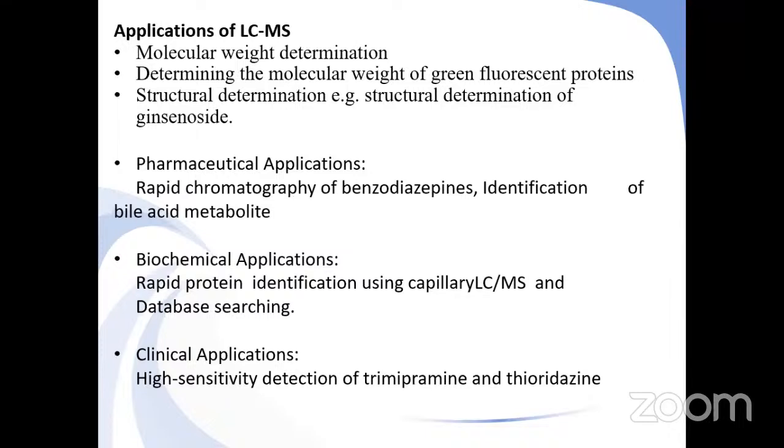As HPLCMS and UPLCMS, if you look at the applications or the salient features of LCMS, generally it is done for molecular weight determination, and as mass is the detector, we are estimating the molecular weight of compounds based on mass spectroscopy, and determining the molecular weight of fluorescent proteins. Like other analytical spectroscopic methods, it is also used for structural determination of glycosides.